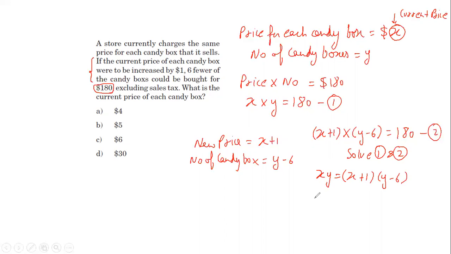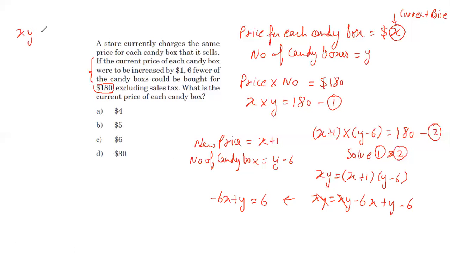So when I solve this, xy is equal to xy minus 6x plus y minus 6. So xy and xy will get cancelled out. Eventually I'll get an easier equation, which is minus 6x plus y is equal to 6. So I got this equation. Now I'm solving it here.